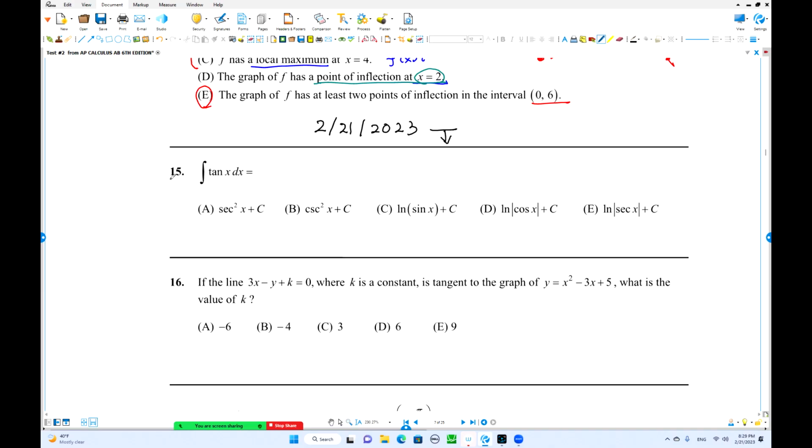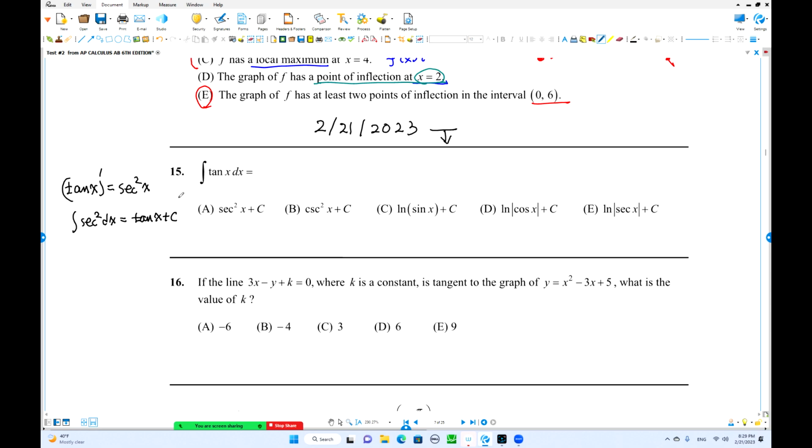All right, number 15, integral of tangent x. You know that the derivative of tangent x is secant squared x. So the integration of secant squared x is what? Tangent x plus c, right? Because tangent x is the antiderivative of secant squared x.